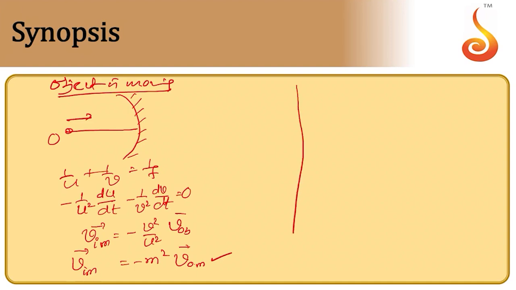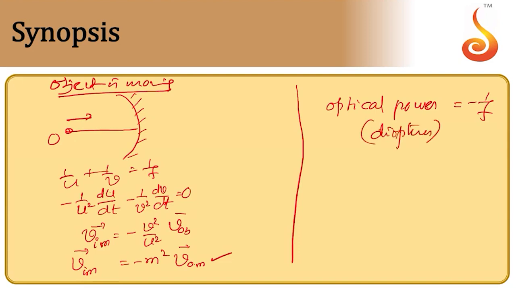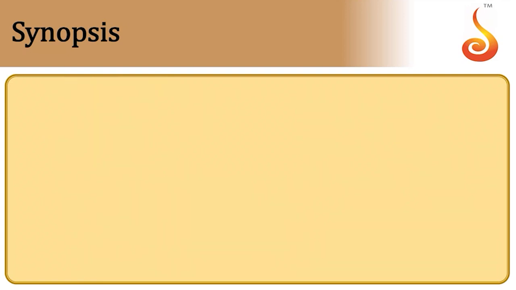If I consider a spherical mirror, then its optical power is given by minus 1 by f, measured in diopters. So, in diopters, the optical power of a mirror is the reciprocal of its focal length, with a negative sign, of course.